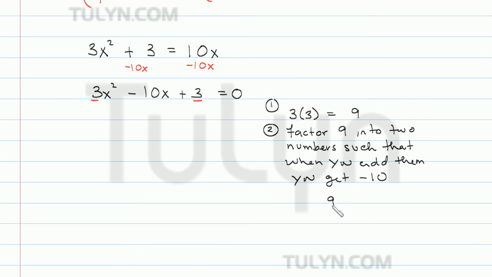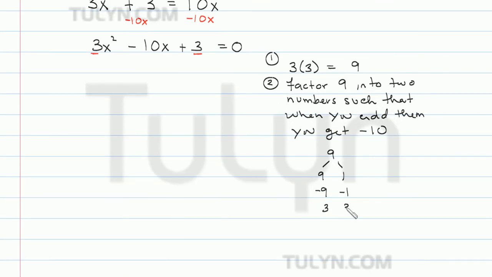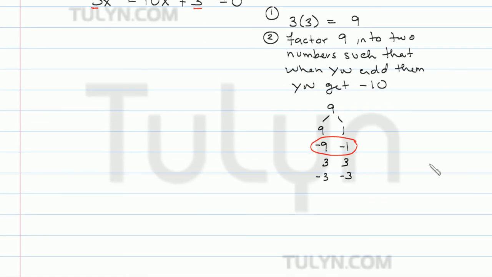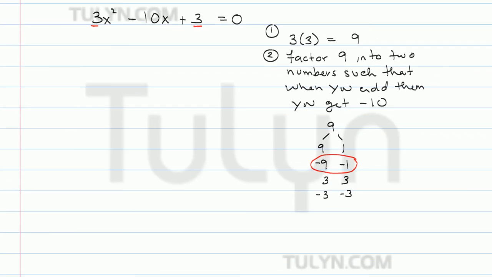So 9 factors into 9 and 1, and it also factors into negative 9 and negative 1. And similarly, it also factors into 3 and 3, and then negative 3 and negative 3. But notice that we've already found two numbers that when you multiply give you positive 9, and when you add them give you negative 10. Those numbers are negative 9 and negative 1. So the third step would be to rewrite this in terms of negative 9 and negative 1.